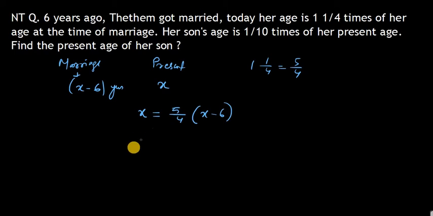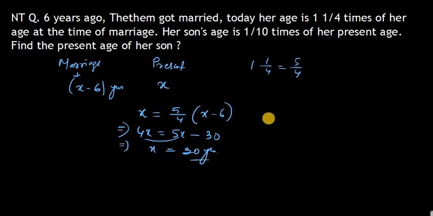So, x minus 5, 6 times 30, x still a difference, x equal to plus 30. So this is the present age of Tim, and her son's age is 1 by 10 times of her present age, 1 by 10 times of her present age of 30.